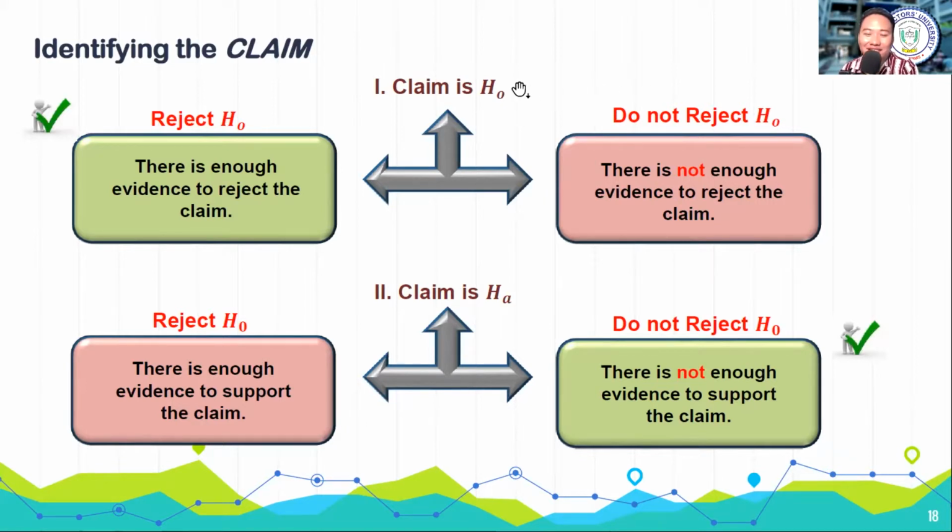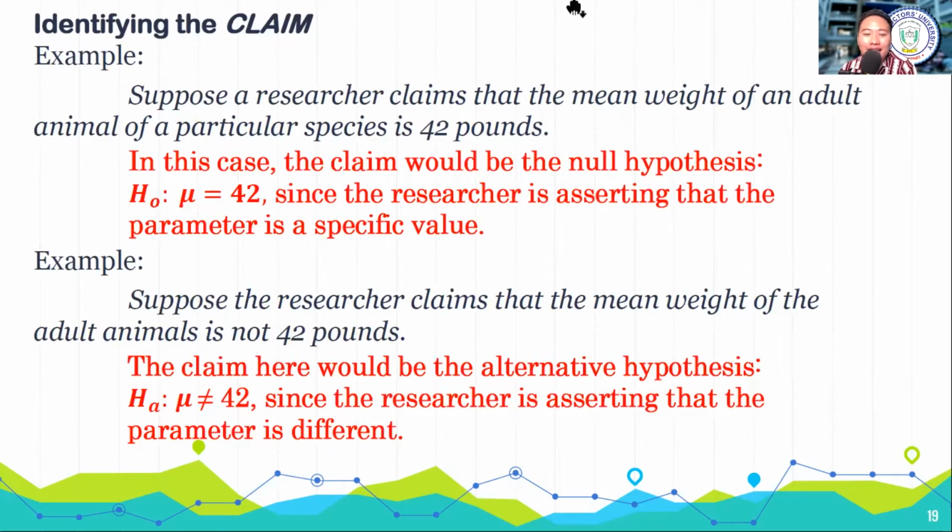All right, so I think 2 minutes is enough, so let's proceed to the next slide. Okay, so I hope you can see this, how to identify the claim. Let's have an example. Suppose a researcher claims that the mean weight of an adult animal of a particular species is 42 pounds. This is very easy to identify which one is the claim, guys. So in this case, the claim would be the null hypothesis.